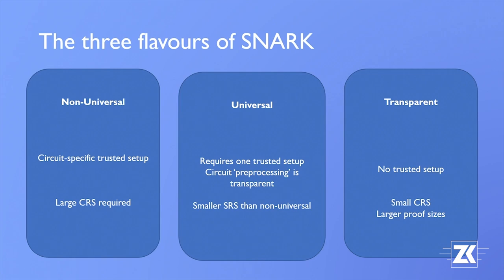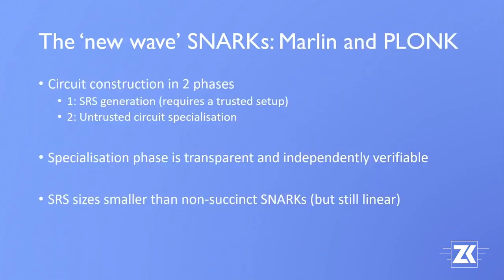And then finally, you have the transparent world, where you use things like IOP-based polynomial commitment schemes or groups of unknown order to implement a holographic proof system like Marlin or Plonk, and you don't have a trusted setup, but you suffer with slightly higher proof sizes. So the new wave of SNARKs that's been coming out over the last few months, there's been an enormous amount of innovation, a rather snarky summer.